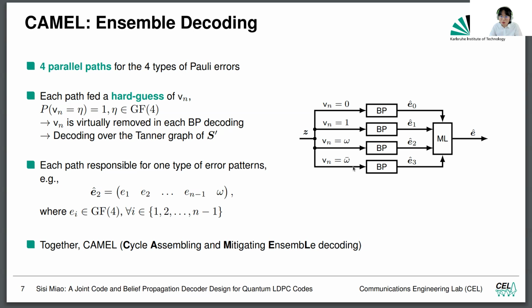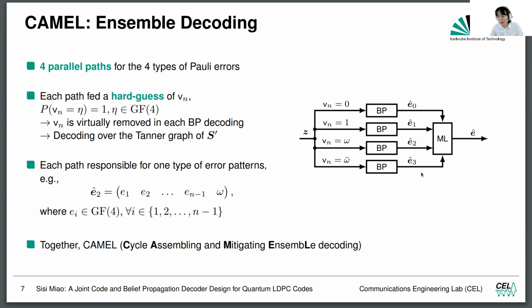So we have 4 possible values, 0, 1, omega, omega bar, which correspond to the Pauli errors identity, X, Y, and Z. And then we can decode with this hard guess using a BP propagation decoder. If we look at the decoding rule, we quickly realize that doing this is the same as removing this last column in the decoding. So we're essentially decoding over the Tanner graph of S prime, which we have constructed to be a good Tanner graph for BP decoding. And then we can have 4 estimations from the BP decoding.